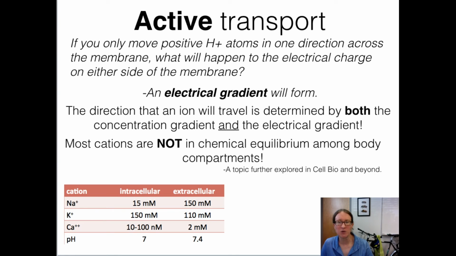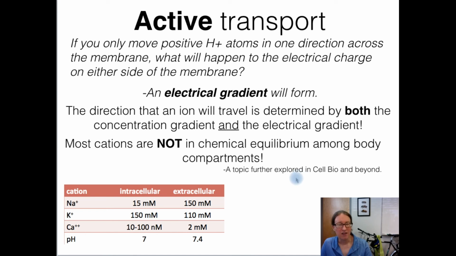And this is also a good place to point out that most of the positively charged ions that are found in animals like us are not in chemical equilibrium among the body compartments. And as I note here, this is something that will get explored a lot further in later courses, but I want to introduce the idea here.